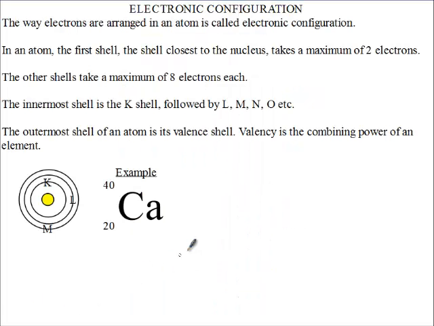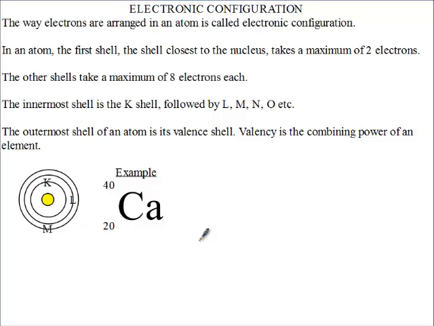Now let's move on to electronic configuration. Electronic configuration refers to the way electrons are arranged in an atom, the way electrons are distributed in an atom. Now, in an atom, the first shell can take a maximum of 2 electrons. When we say the first shell, we're talking about the innermost shell closest to the nucleus. The outer shells can take a maximum of 8 electrons each.